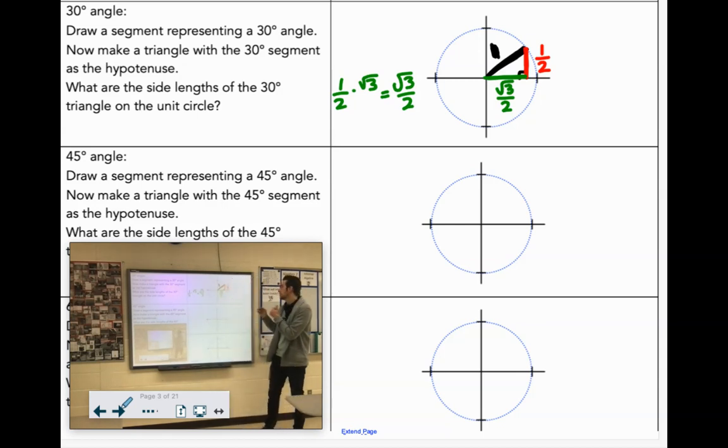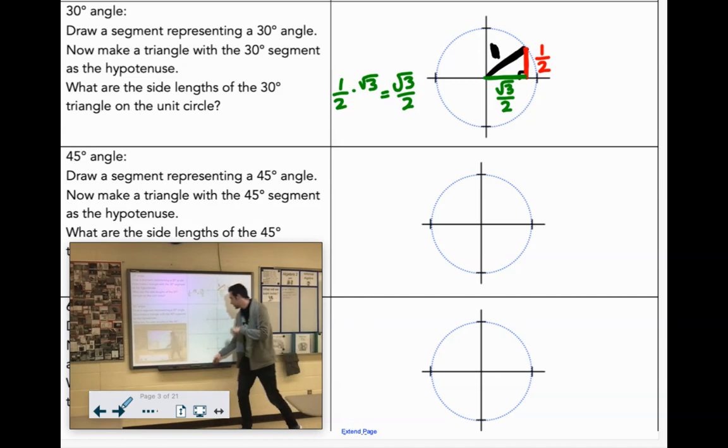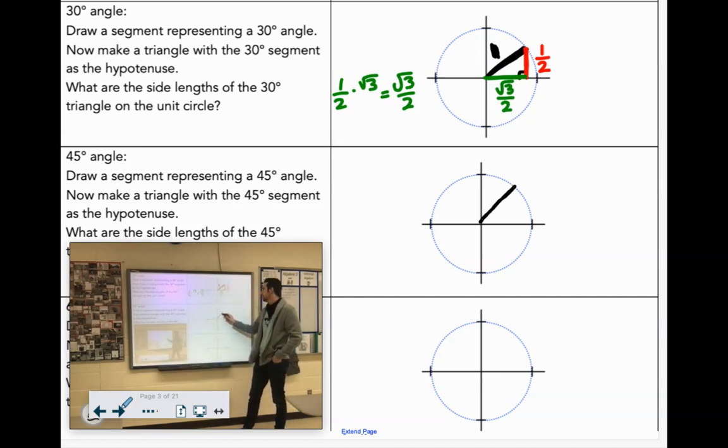We're going to do the same thing with a 45-degree angle. So we're going to draw a 45-degree angle, which is half of 90. So make it about half there. Turn it into a triangle. Right angle, right? We know the hypotenuse because it's from the center to the edge of the circle, which is 1.